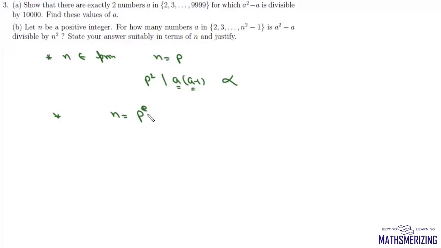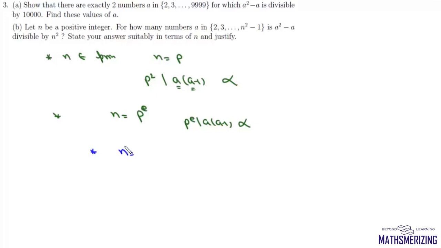Suppose p to the power e. In that case also, if p to the power e divides a into a minus 1, then either a is 1 or a minus 1 is 1, which again is not possible. So this n cannot be a prime number or some power of a single prime. So this n must be a composite number.